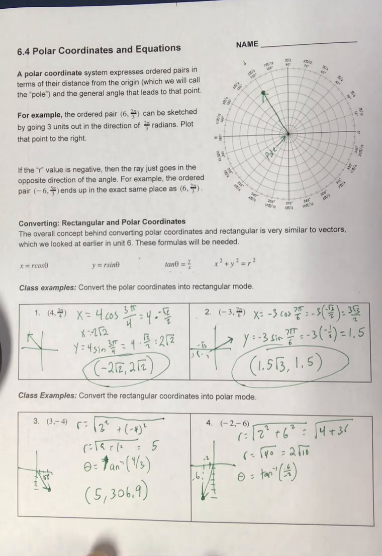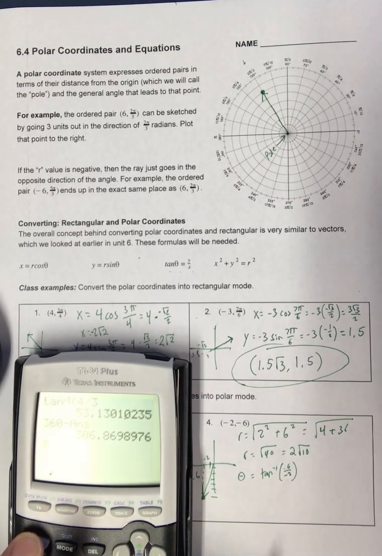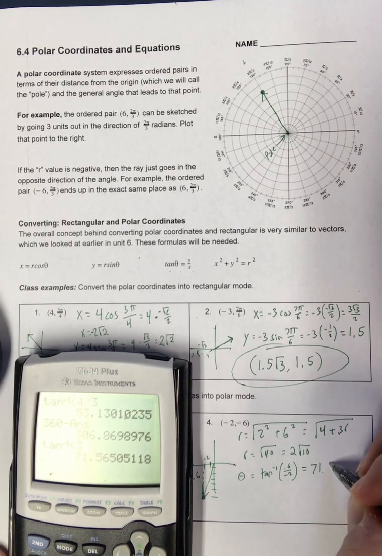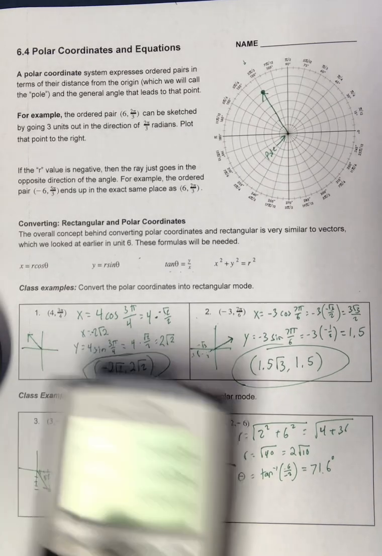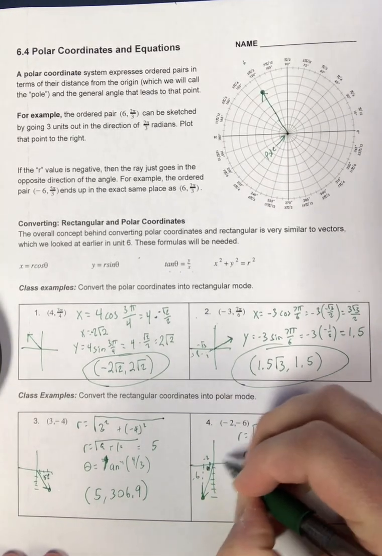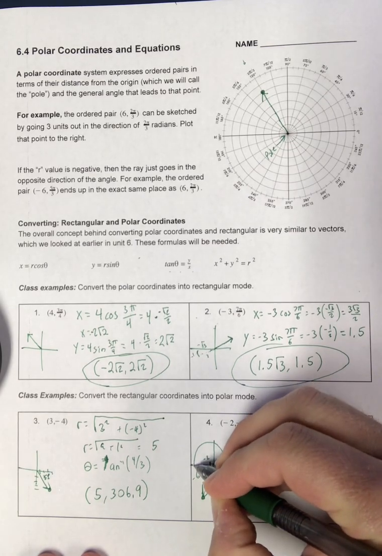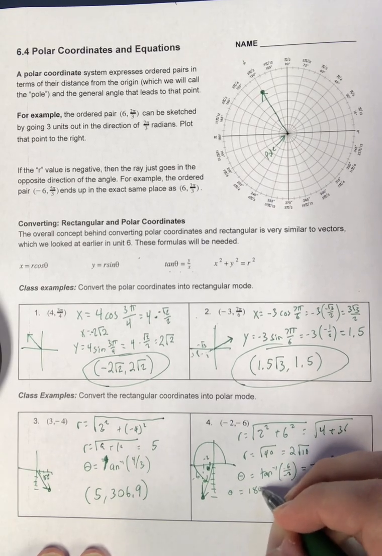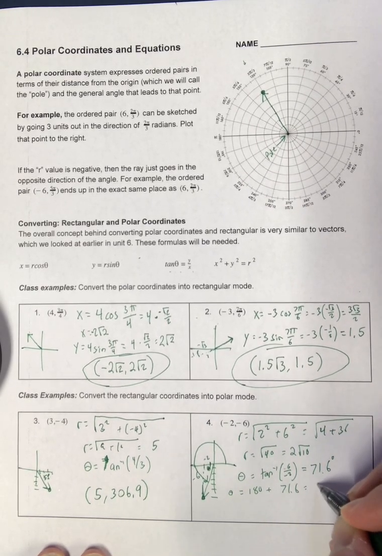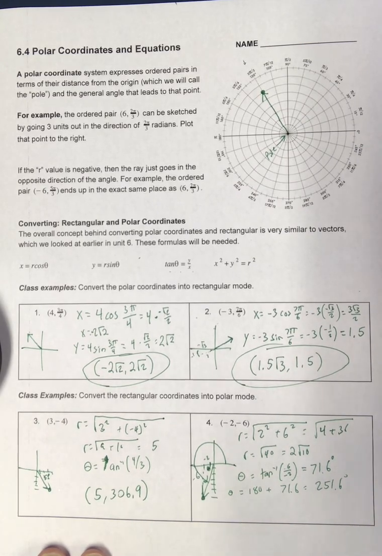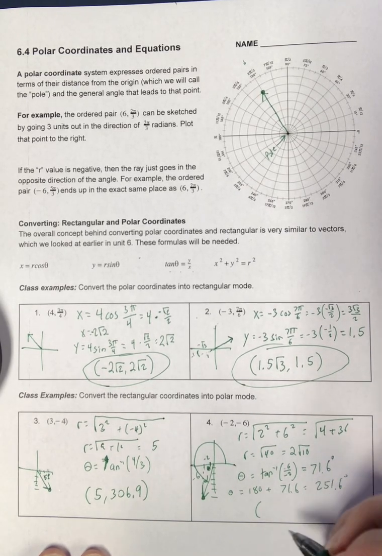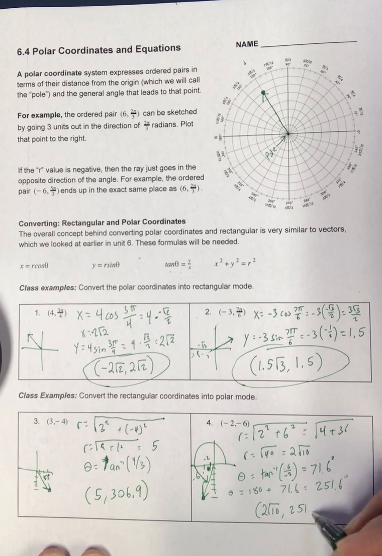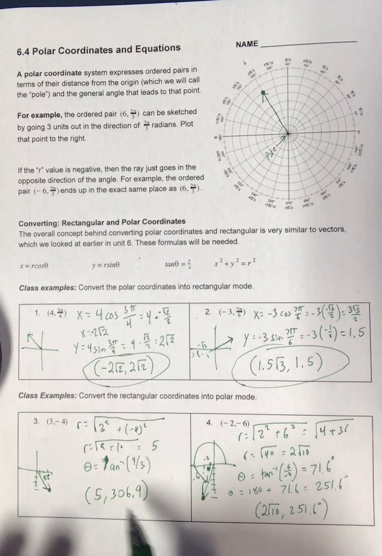That's 3. So if I do inverse tan of 3, I get 71.6, let's call it. Now that is once again the reference angle. So that is the angle right here. To get the general angle, we'd go 90, 180, and then we'd add that 71.6. So theta is going to be equal to 180 plus 71.6, which is 251.6 degrees, making our final polar coordinate 2 rad 10, 251.6 degrees.